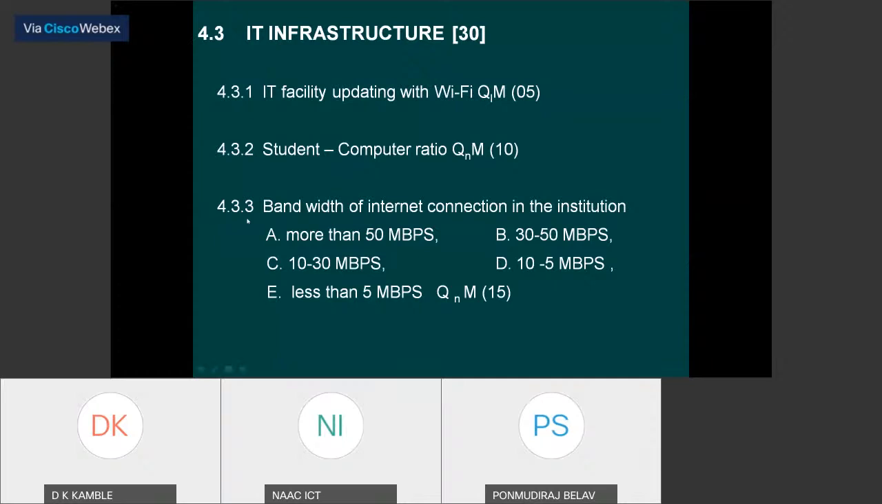Then going to 4.3.3, bandwidth of internet connection in the institution. What type of internet connection is there? And how much capacity is there? Whether it may be below 5 Mbps, or 5 to 10, 10 to 30, or 30 to 50, or more than 50 Mbps, whatever facility is available in the institution, for that the bandwidth internet connection document and a recently paid bill are required.